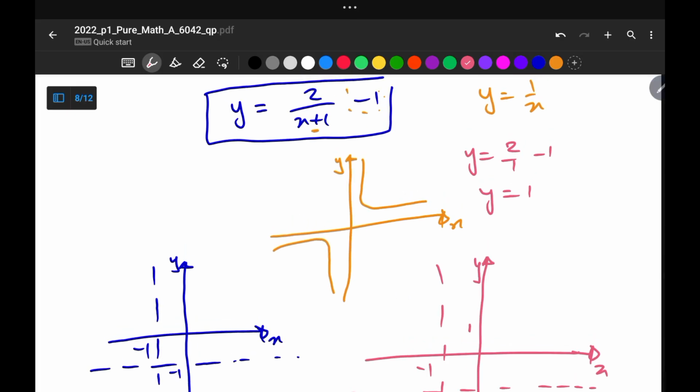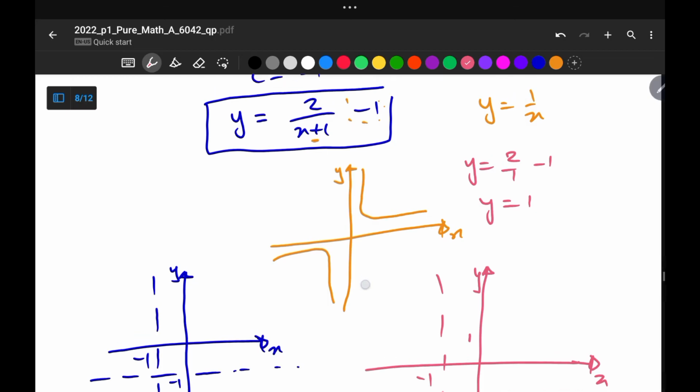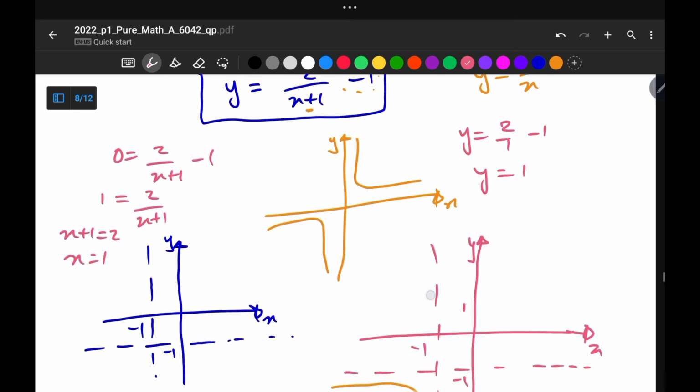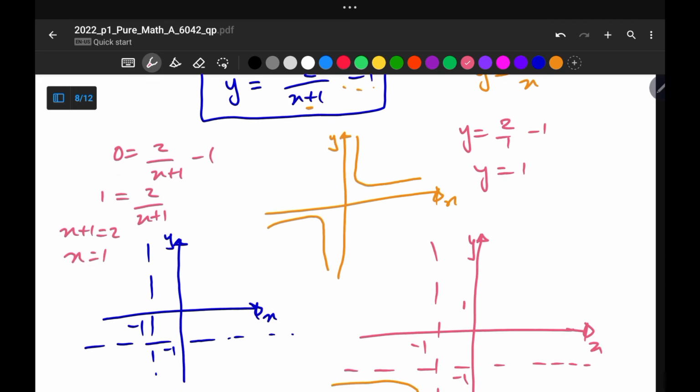So the x-intercept occurs when y is equal to 0. So it is now 0 equals 2 over x plus 1, minus 1, and let us shift this -1 to the other side of the equation, and it becomes positive. So it is now 1 equals 2 over x plus 1, and we can multiply both sides by x plus 1. So it is now x plus 1 equals 2, therefore x is equal to 1 again. So our graph is intercepting the x-axis when x is equal to 1.